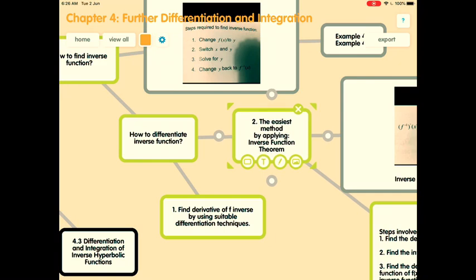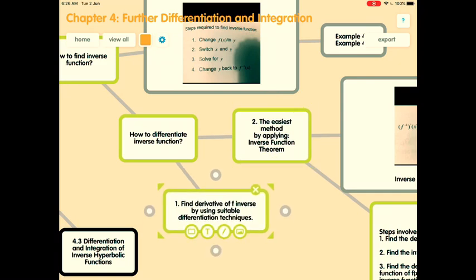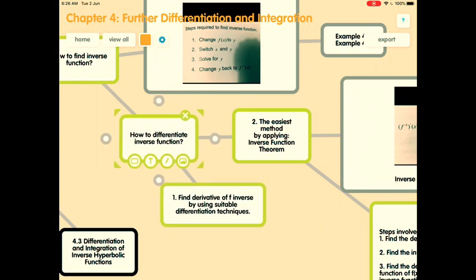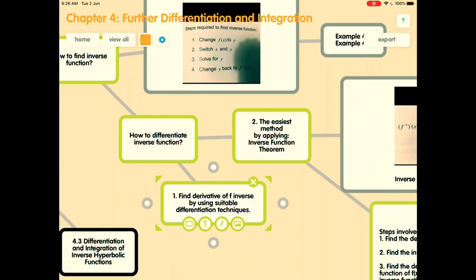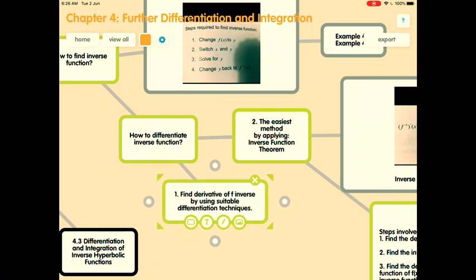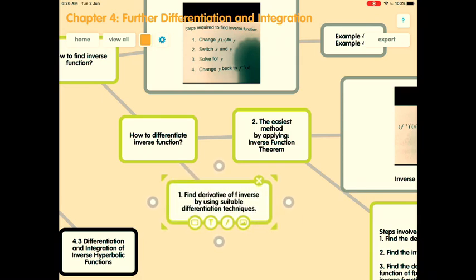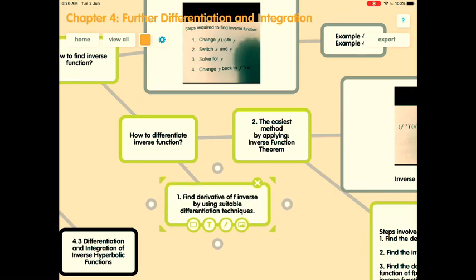But we also have the traditional method, which is once you obtain the inverse function, you can straight away find the derivative of that inverse function, or f inverse, by using suitable differentiation techniques that you have learned in chapter 2.